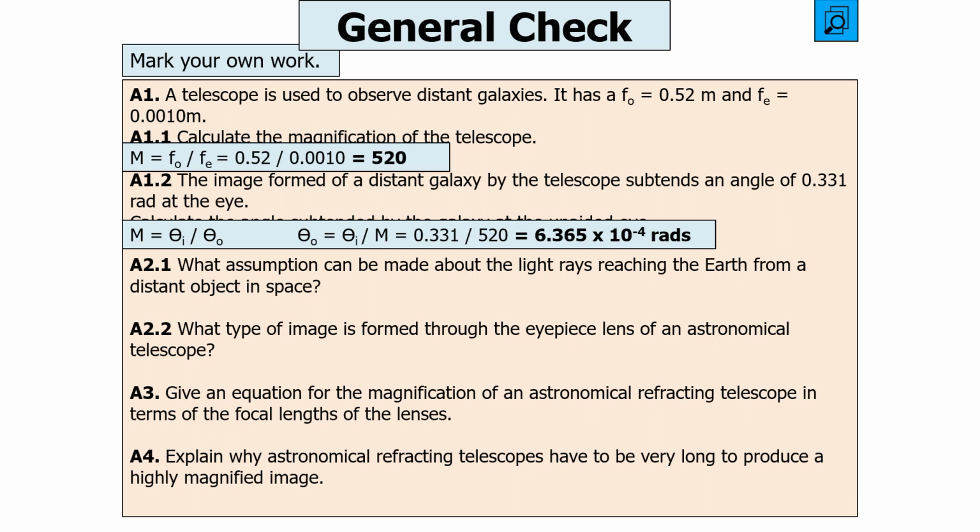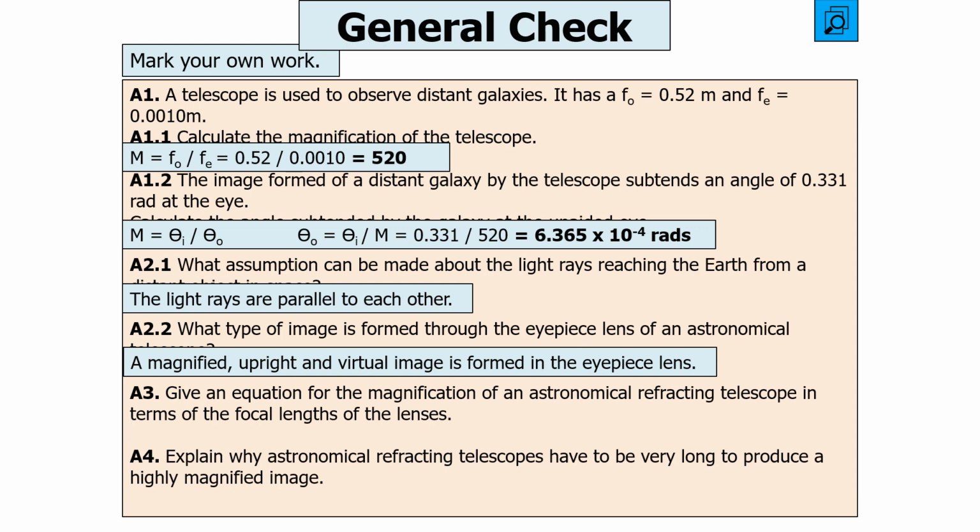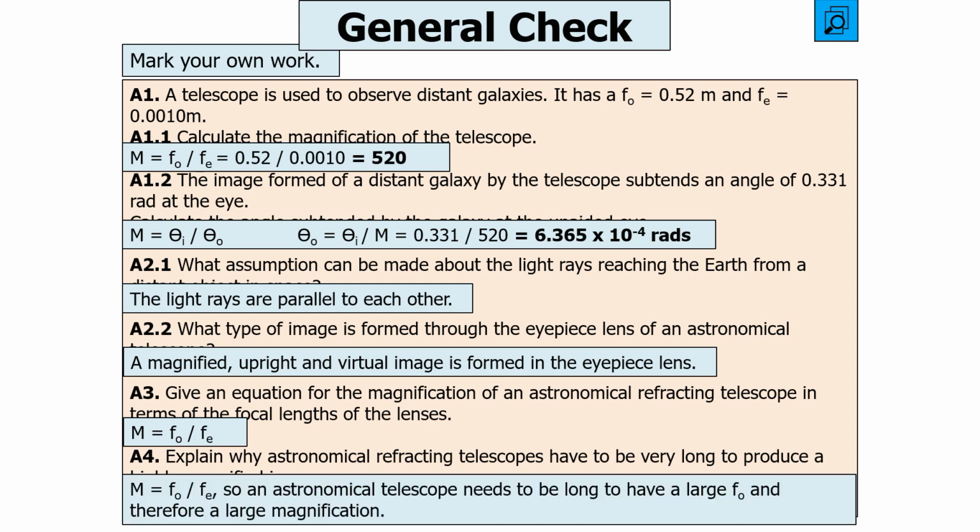Now our assumption about light rays reaching the Earth from a distant object in space is that they've travelled so long that the light rays are now parallel to each other. Now you should know this is a fact. The image formed through an eyepiece lens of an astronomical refracting telescope should be a magnified, upright and virtual image formed in the eyepiece lens. Now again, the equation that allows you to find the magnification for an astronomical refracting telescope is FO over FE, and we know that because that's the equation for magnification, an astronomical telescope needs to have a large FO to get a large magnification.